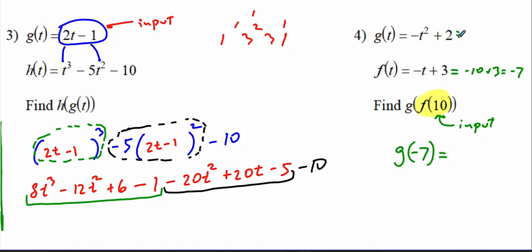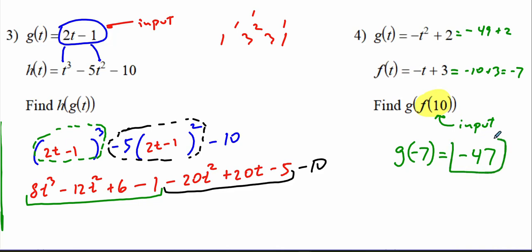So that all sounded confusing, but I threw in a couple examples. It should make sense what input and output I'm talking about. So negative 7 in here is a negative 49, right? Negative 7 squared is 49, plus 2, and of course that is negative 47. So the overall answer is negative 47.